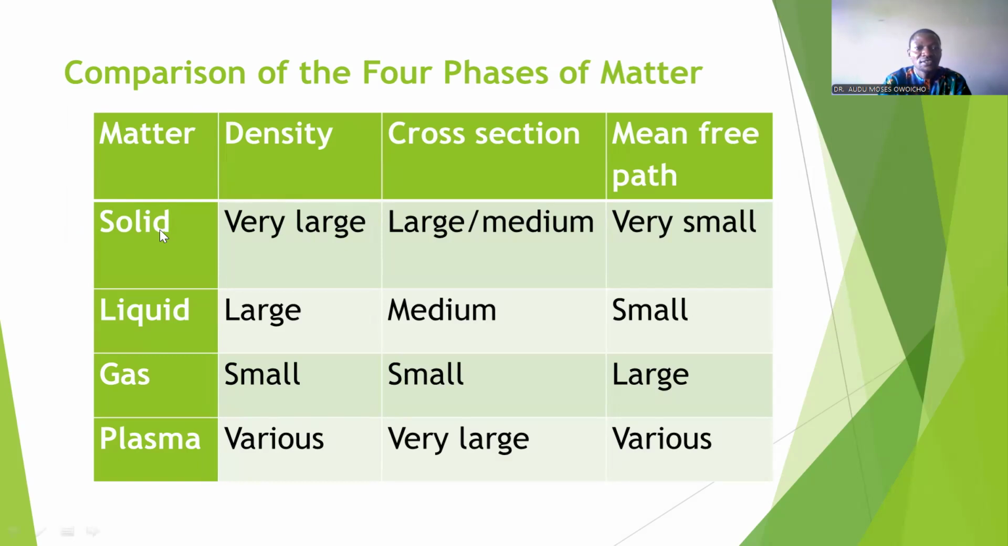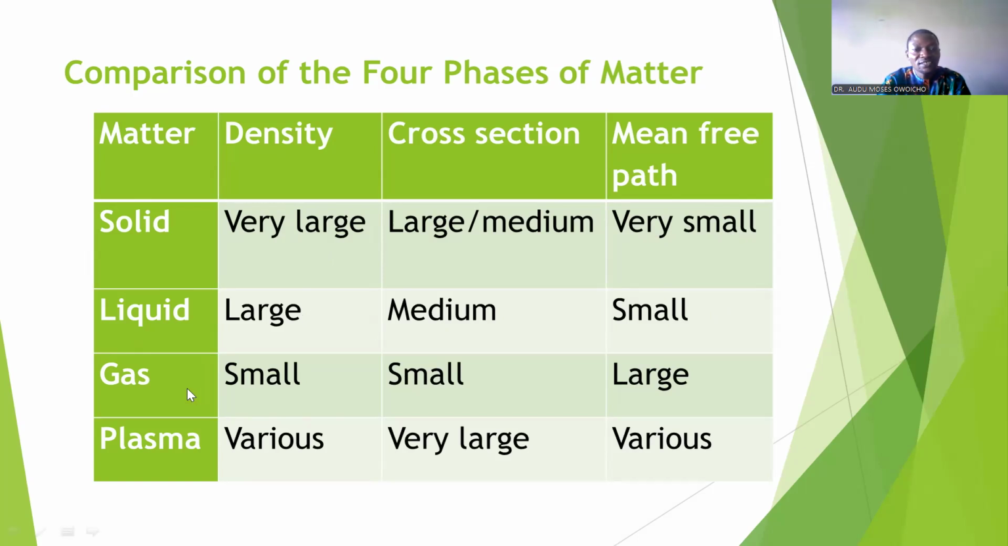The first one is solid. In the case of solid, the particles are very compacted, so the density is very large. The cross-sectional area is large, and the mean free path is very small. The distance a particle has to travel before collision is very small because they are compacted. Then let's look at the second state of matter, liquid. In the case of liquid, the density is also large, but not as large as solid. The cross section is medium. The mean free path is small because the particles are also close, but not like in the case of solid.